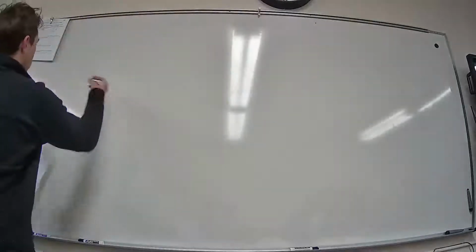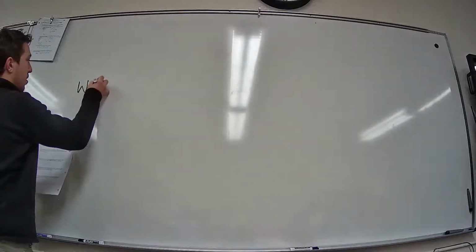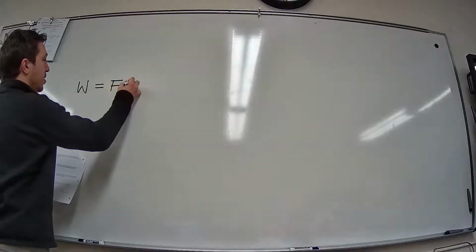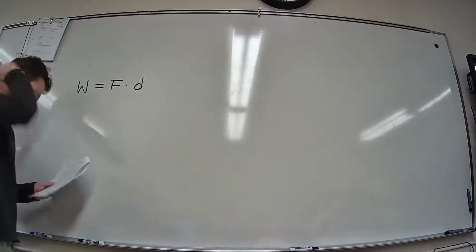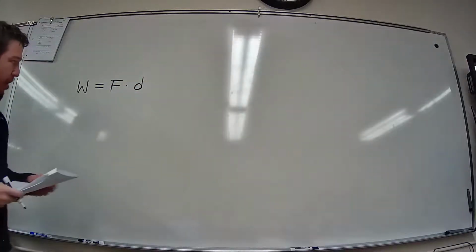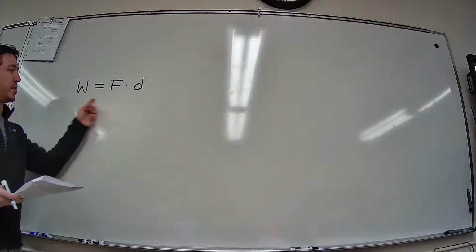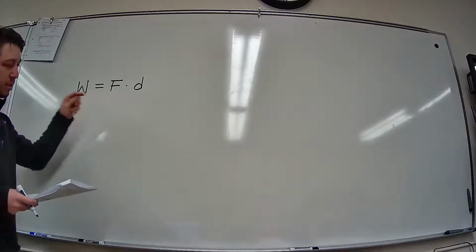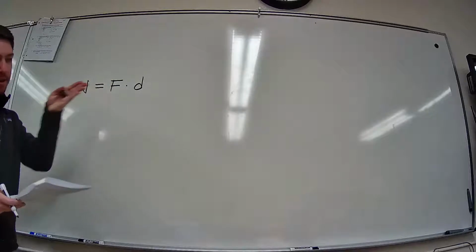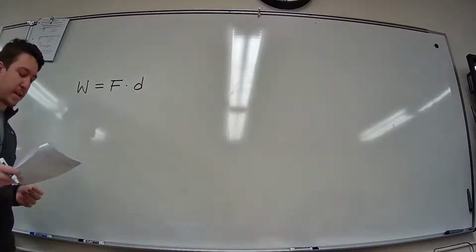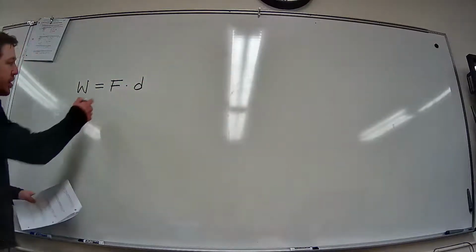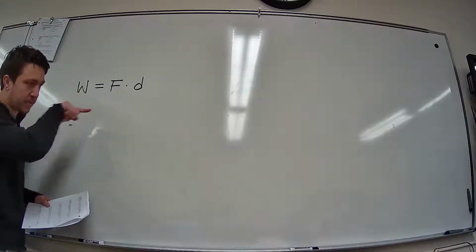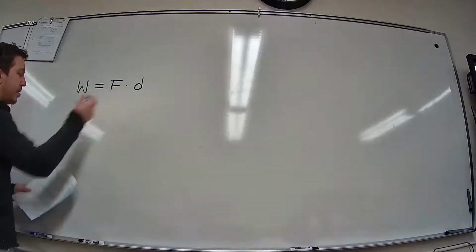But a quick overview is just: work is force times displacement. Later on, we'll clarify this a bit. If you're thinking of this as a vector, it's actually the component of the force that's in the direction of the movement, but we'll clarify that later. For now, assuming that the force is in the same direction as the movement, this is valid.